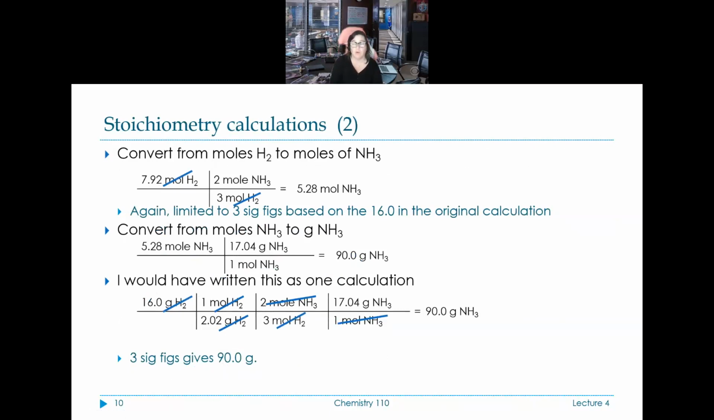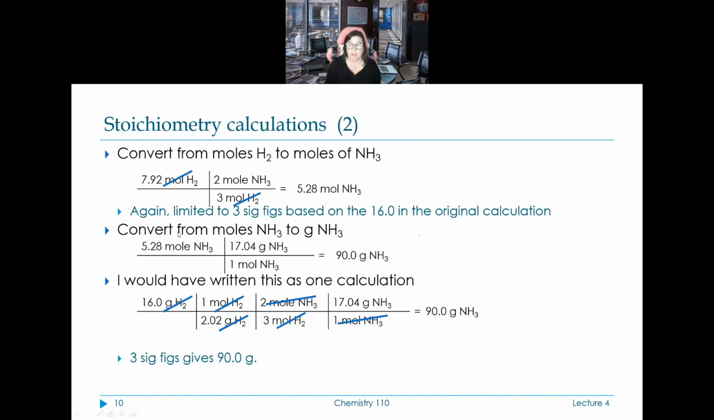Now I have to convert from moles of H2 to moles of NH3. So 7.92 moles of H2. There are 2 moles of NH3 for 3 moles of H2. That's how we use that information. It's just another conversion. Okay? So if I do that math, that gives me 5.28 moles of NH3. Again, limited to 3 sig figs based on the 16.0 in the original calculation.